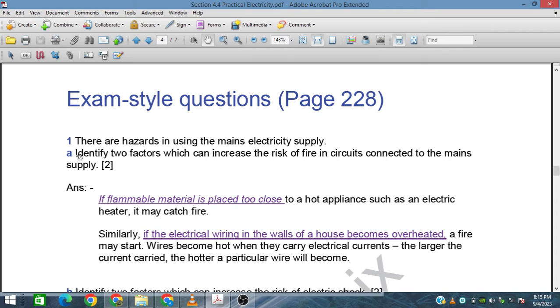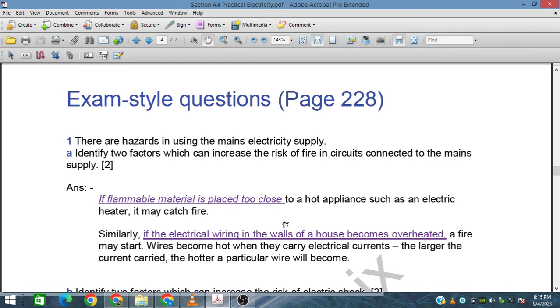Here we are discussing the first question: there are hazards in using main electricity supply. Identify two factors which can increase the risk of fire in circuits connected to the main supply. If we place any inflammable material too close to hot appliances, such as an electric heater, it may catch fire.